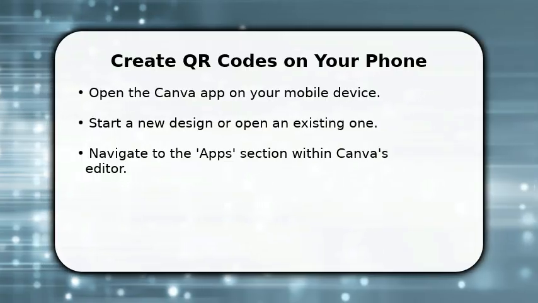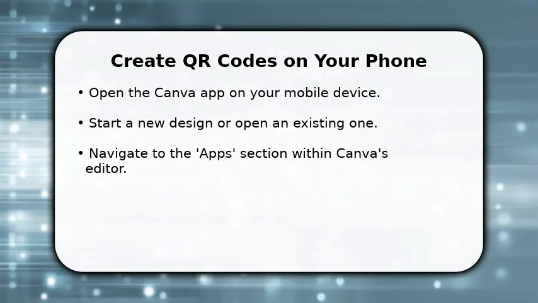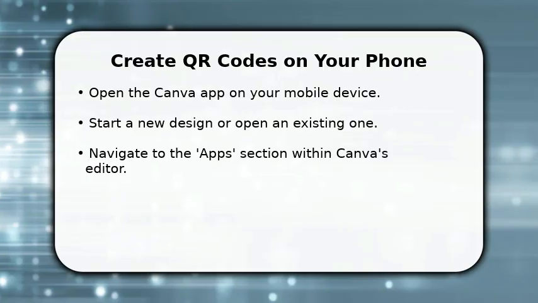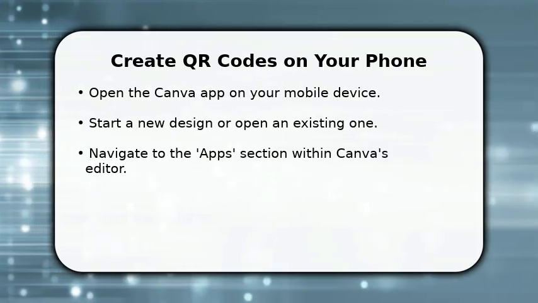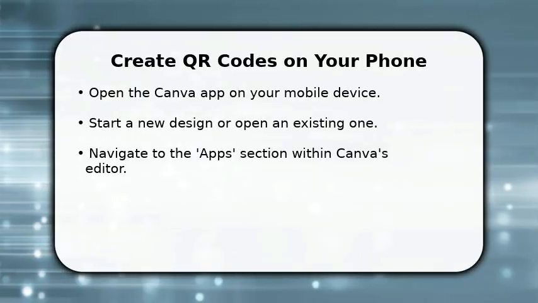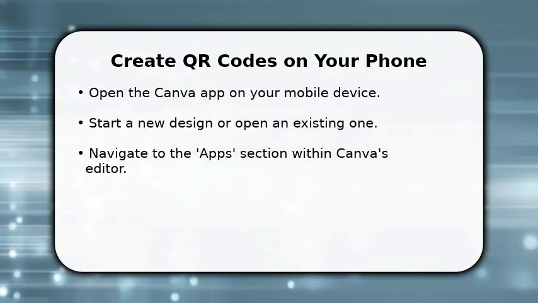In this video, I will show you how to make a QR code in Canva using your phone. First, launch the Canva application on your mobile device. Once open, you can either begin a brand new design or select an existing project to work on.